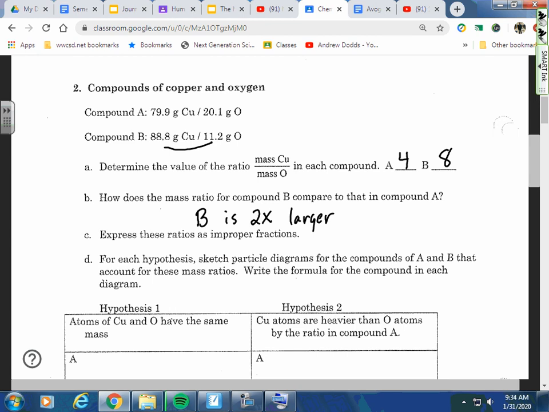And expressing these ratios as improper fractions, anytime you have a whole number, it just means that number over 1. It's the same thing. So for A, it would just be 4 over 1. B would just be 8 over 1. Good so far?